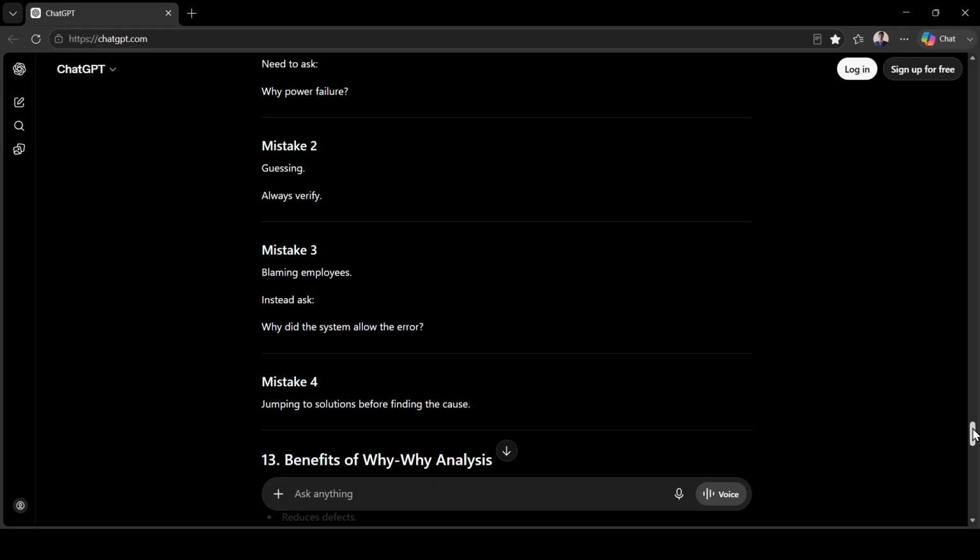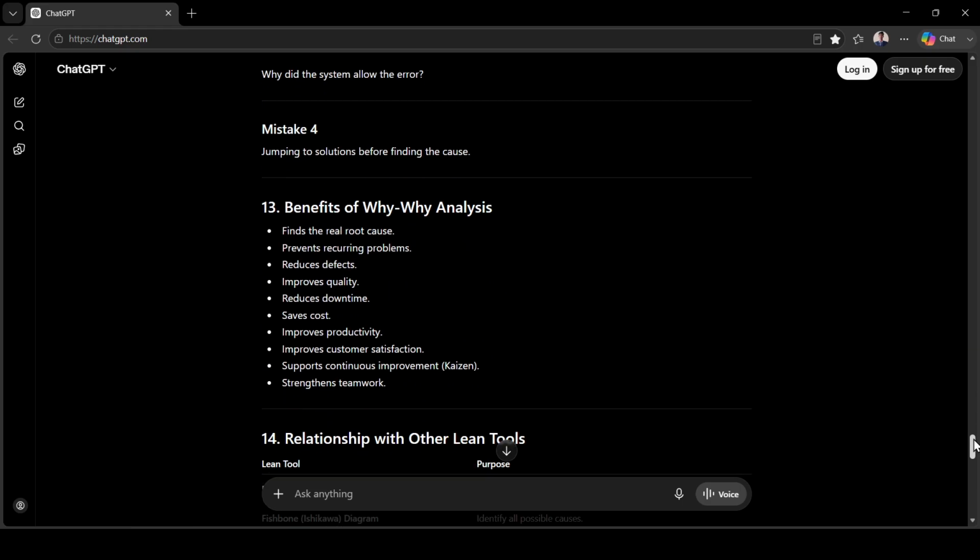Mistake 3, blaming the employee instead of us. Why did the system allow the error? Mistake 4, jumping to the solution before finding the cause.